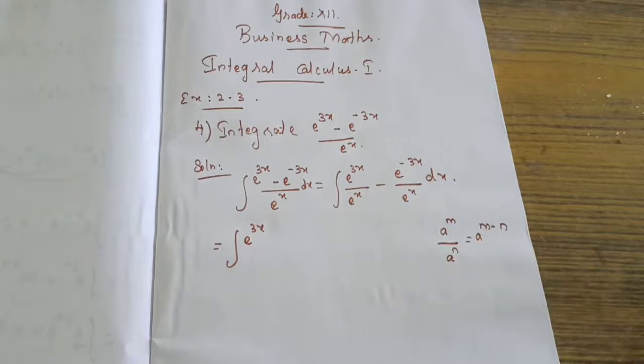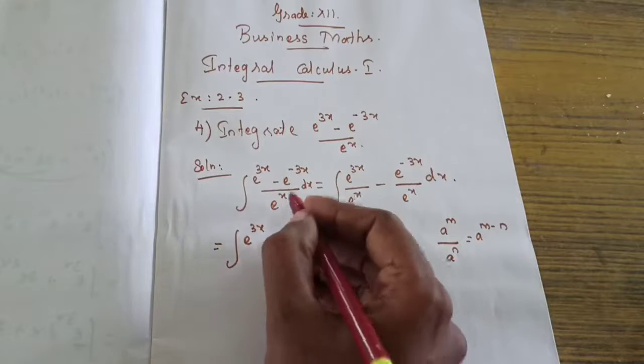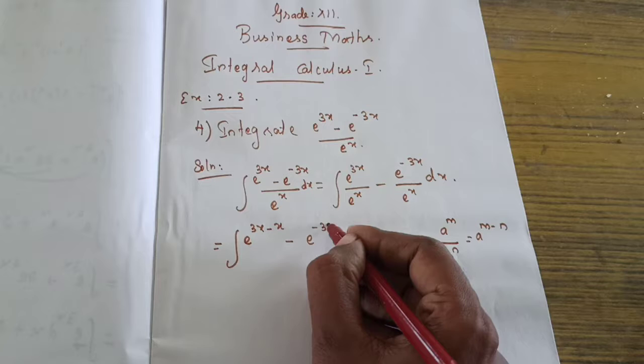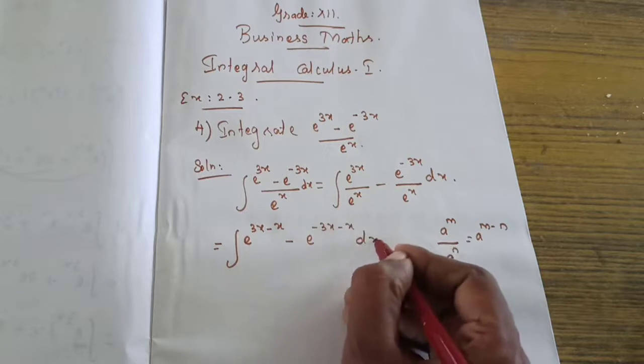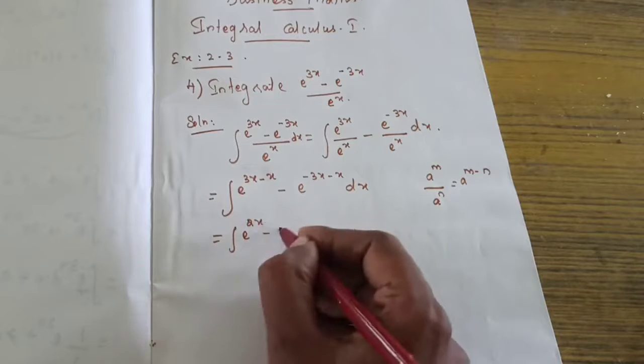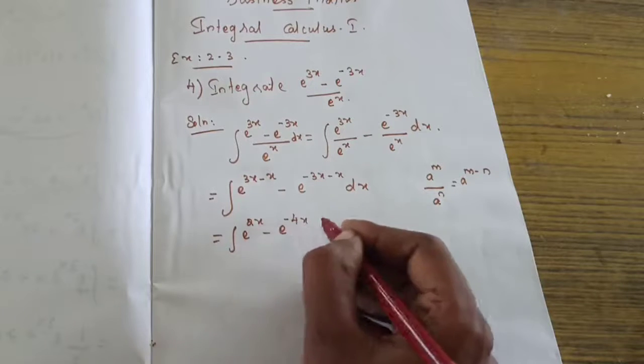Listen here students, whatever things you have learned in the 11th standard will be very helpful for you now. So go through the formulas once. This formula you learned in 9th standard itself: a power m divided by a power n is equal to a power m minus n. Here the base is the same, so we can bring this up. So what will happen? e power 3x minus x minus e power minus 3x minus x dx. That is equal to e power 2x minus e power minus 4x dx.